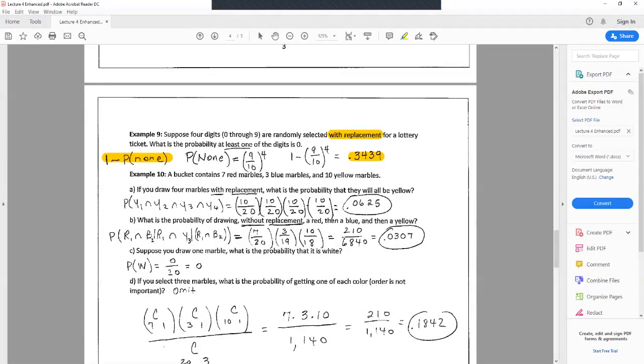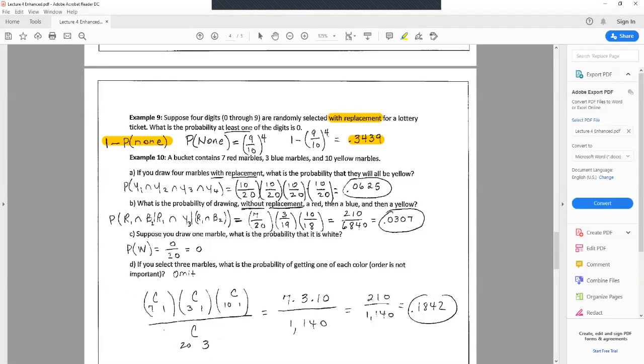I do know from my experience when I was a statistics student and from teaching this course, students really do not like the at least one situation. But the more you think about it and practice it, the easier it becomes. So don't give up on that. Continue to think about it, and it should come to you at some point.